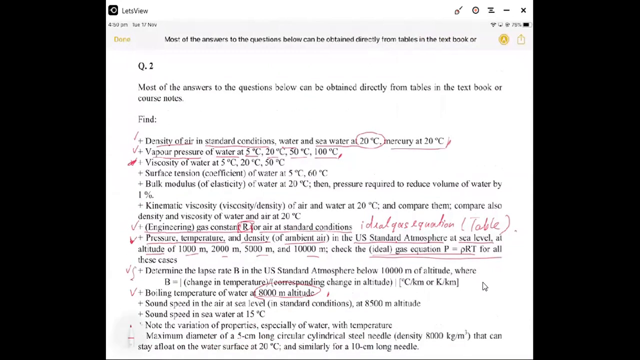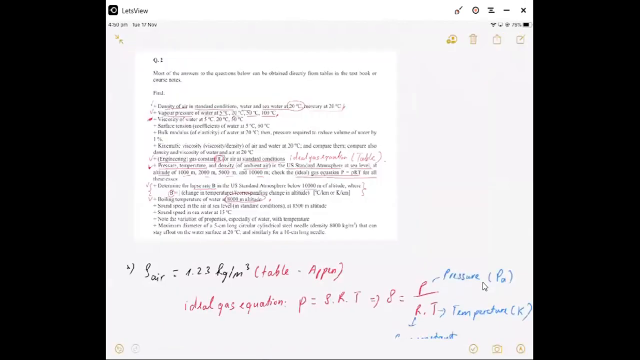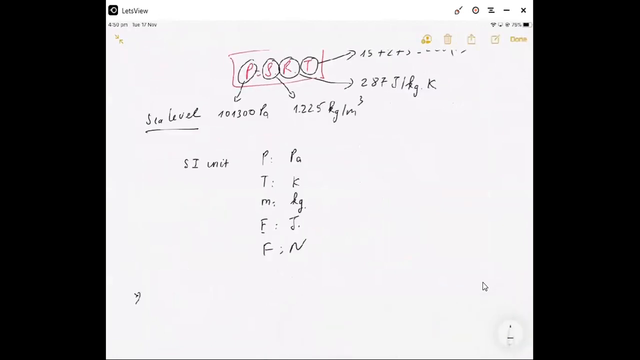The last one in question 2 that we work together today is the lapse rate B. I mentioned this in the lecture class yesterday. The lapse rate B in the US standard atmosphere below 10,000 meters of altitude. Lapse rate B equals the change in temperature divided by the corresponding change in altitude. We did this one yesterday already. Lapse rate B equals dT over dz.